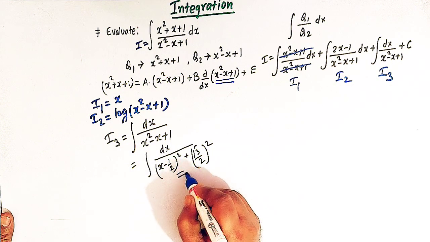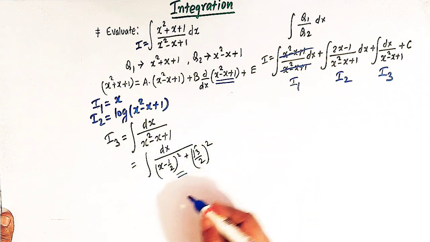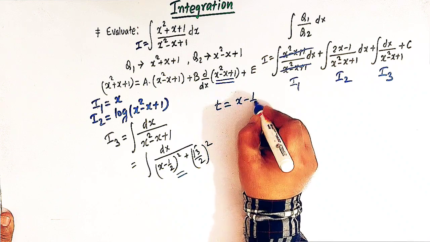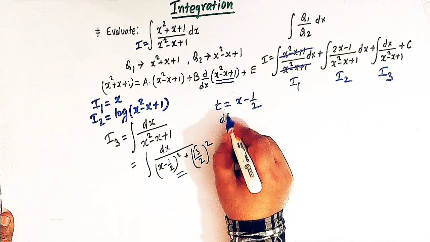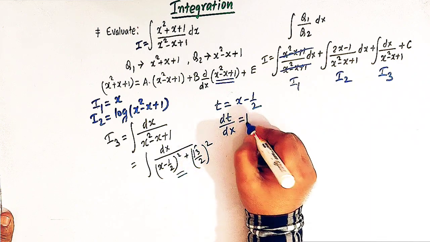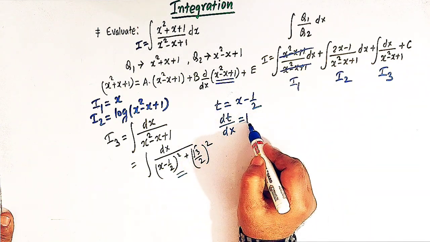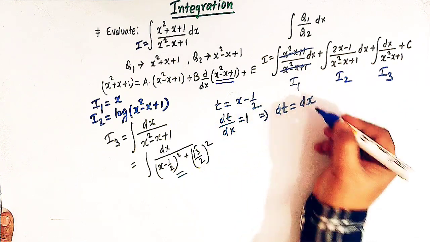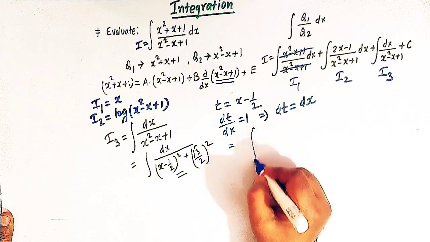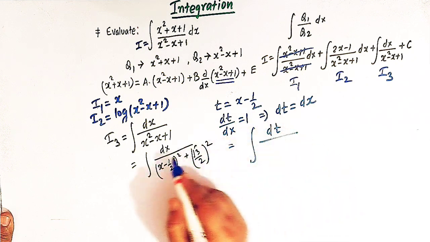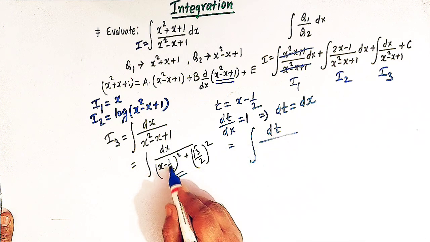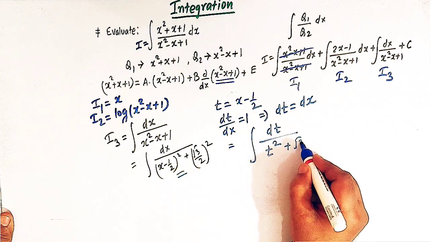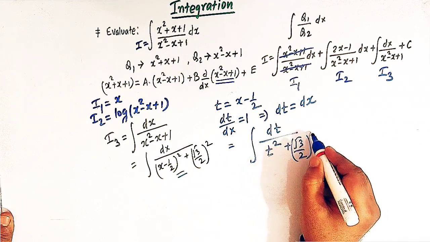So now to solve this integral, we can again make use of the method of substitution. So let us take t is equal to x minus half, right? So dt over dx is equal to 1 because the derivative of x with respect to x is 1. So we have dt is equal to dx, right? So now this integral becomes, for dx we have dt, and x minus half square can be written as t square, and here we have a square root of 3 over 2 square.